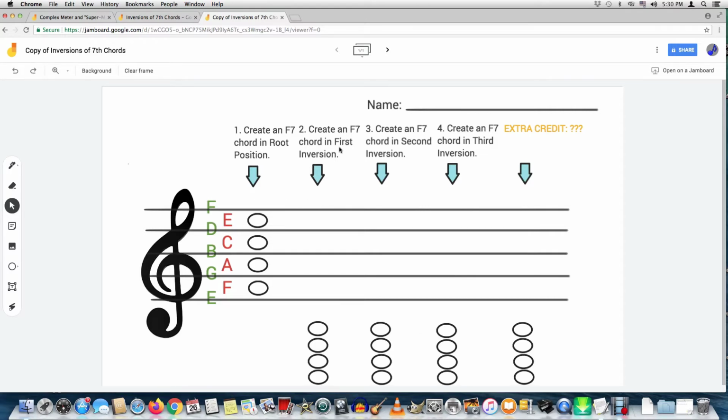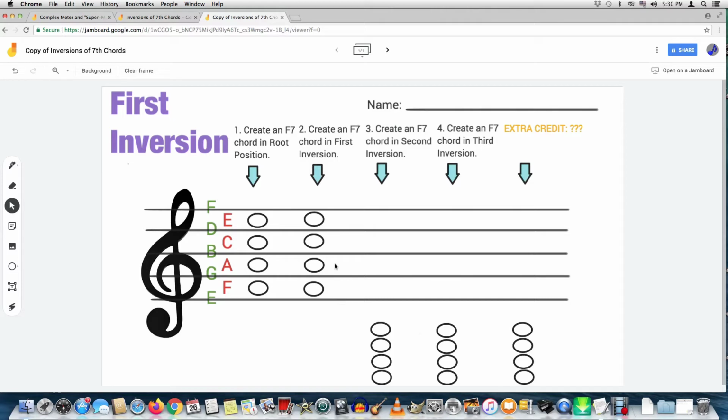So first inversion is number 2. Create an F7 chord in first inversion. So first of all, what we should do is put our notes in root position, which is what you do every time before you invert them. So we're putting our 4 notes in root position just like we did with number 1. Okay? Now we need to put this F7 chord in first inversion.